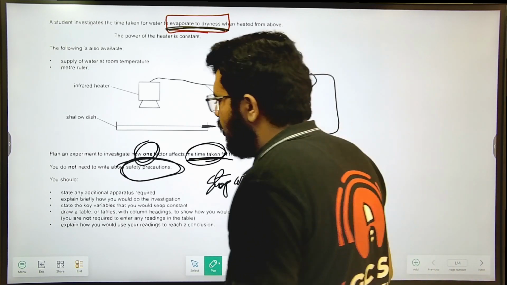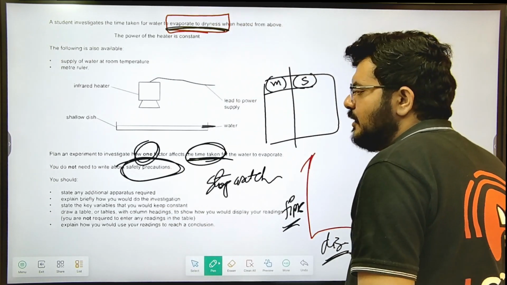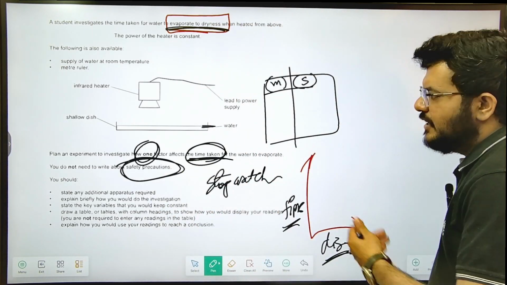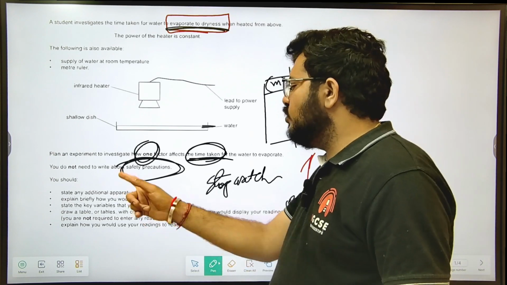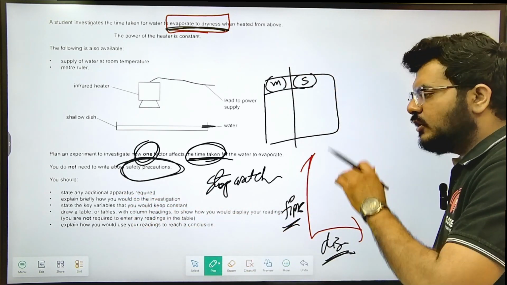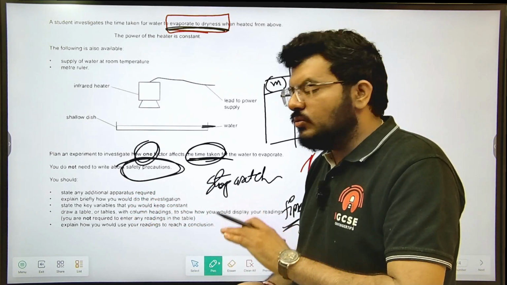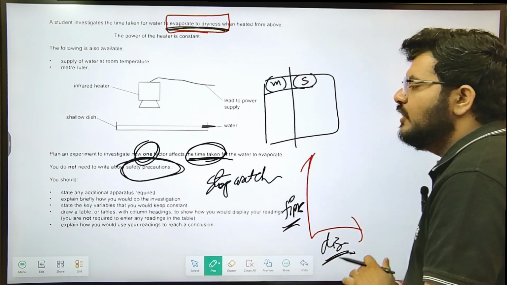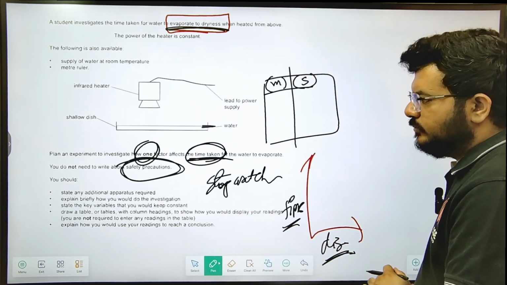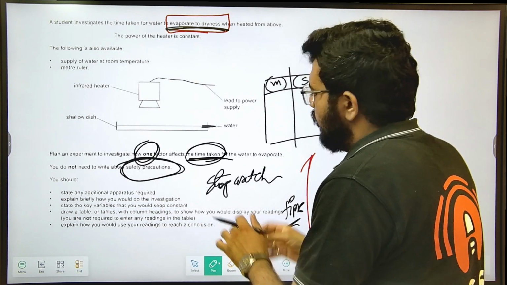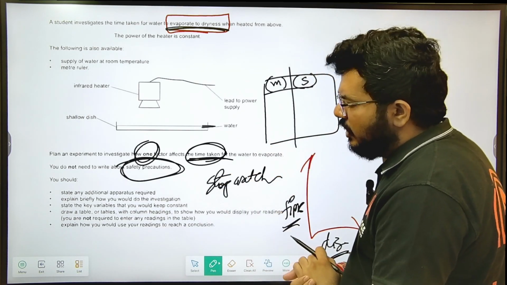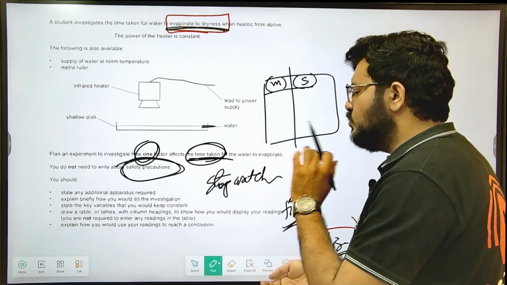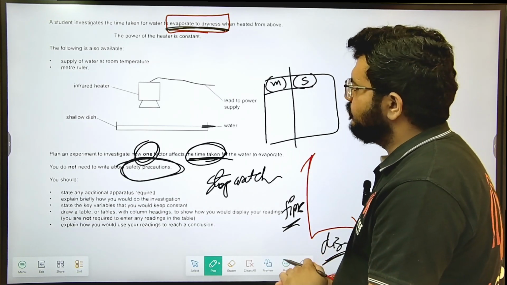Now let's find out if our marks are done. State any apparatus required. Yes, okay. Stopwatch. How would you do the investigation? What to keep constant I have stated, what to not keep constant I have stated. So everything is stated here. Draw table or tables is done. How would you use your readings is also done.